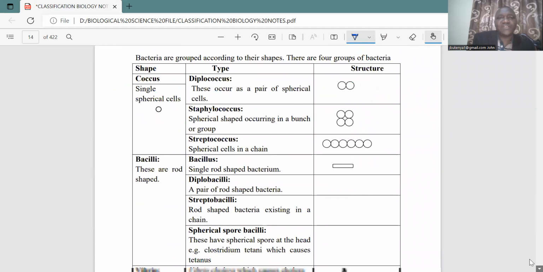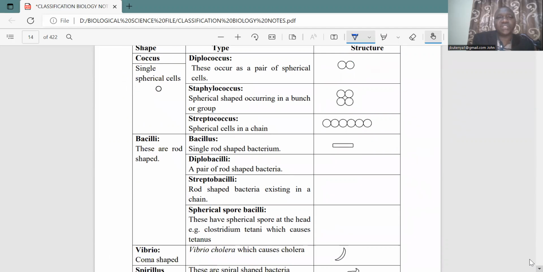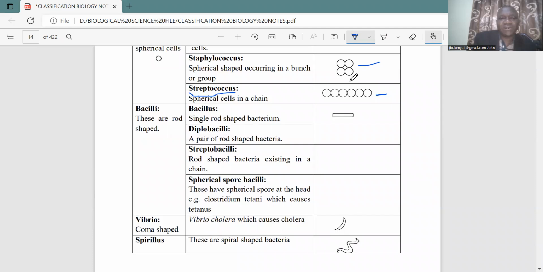It is important to notice that at this level, you should know how the shape of the bacterial cells helps in their classification. We can classify bacteria depending on the shape. Where the cells are spherical shaped, we use the word coccus, so the name of the bacteria will end with coccus. If there is one pair of spherical cells, we call that Diplococcus. If it is a bunch or group like this one, this one is Staphylococcus. Then if it is a chain of spherical cells like that one, the name becomes Streptococcus.